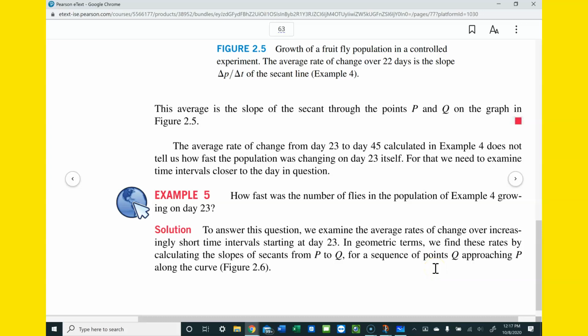The average rate of change from day 23 to day 45, calculated as example 4, does not tell us how fast the population was changing on day 23 itself. For that, we need to examine time intervals closer to the day in question. How fast was the number of flies in the population in example 4 growing on day 23? So not over an interval of time from this day to another day, but just on that particular day itself, how fast was it growing?